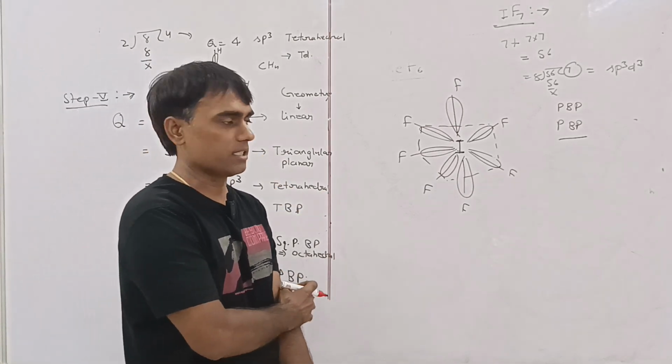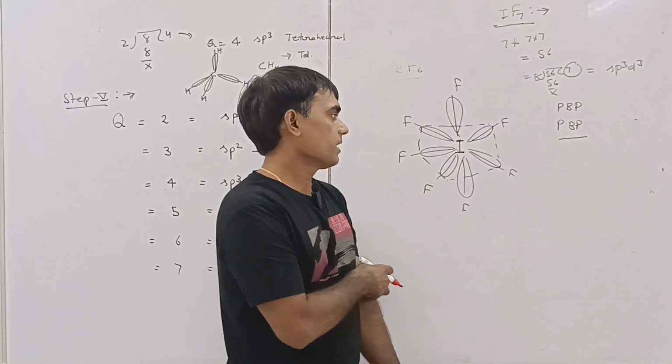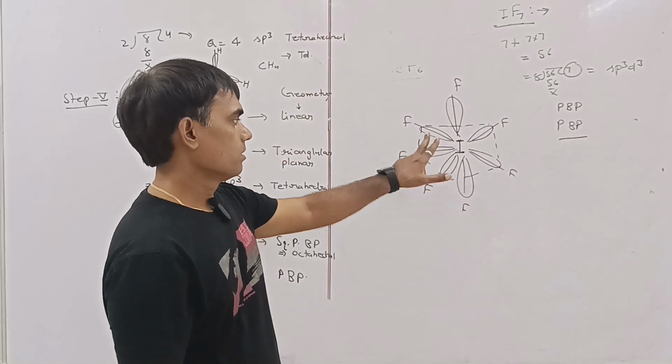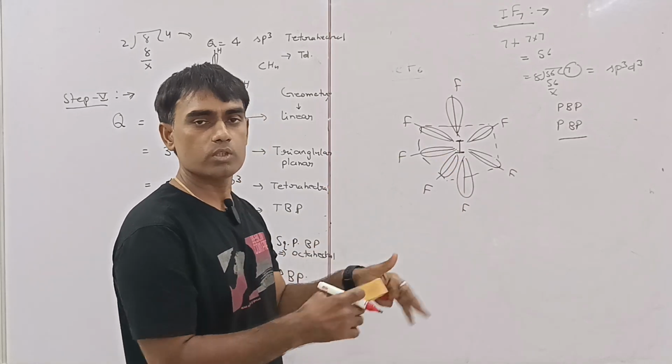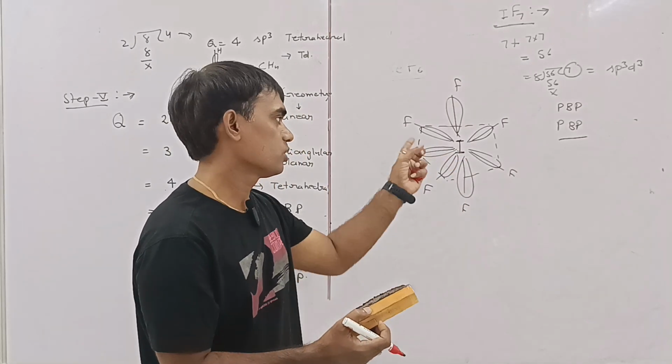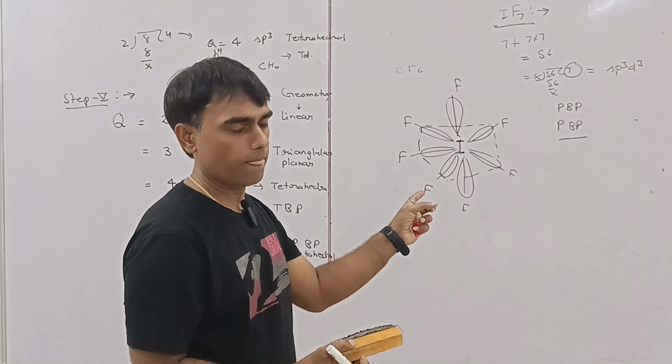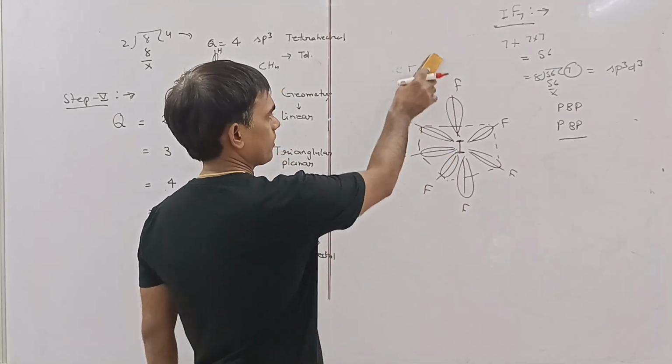This is a symmetrical shape, right? Symmetrical in terms of what? All hybrid orbitals are used for bond formation, right? There is no lone pair of electrons.